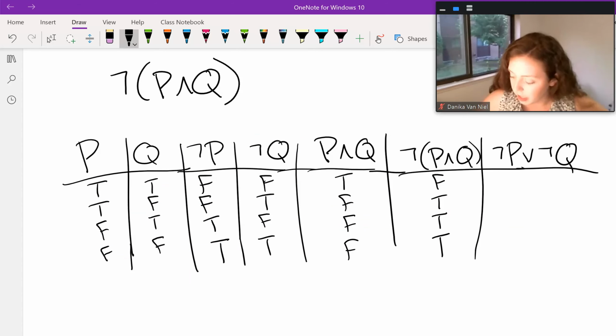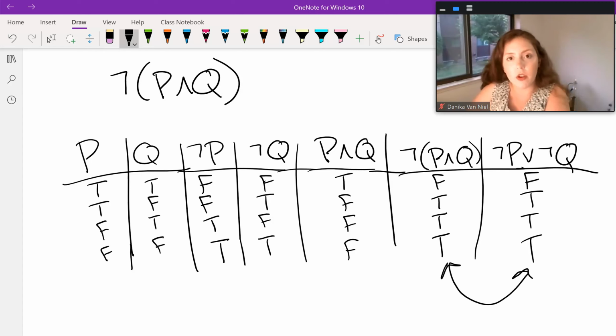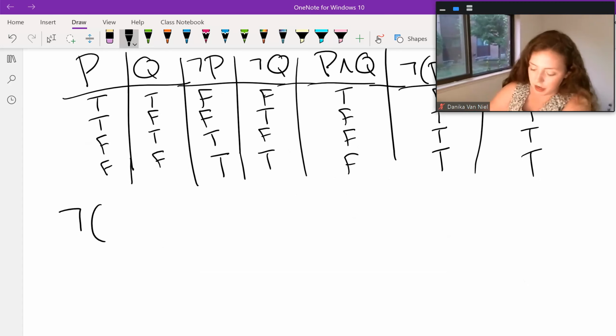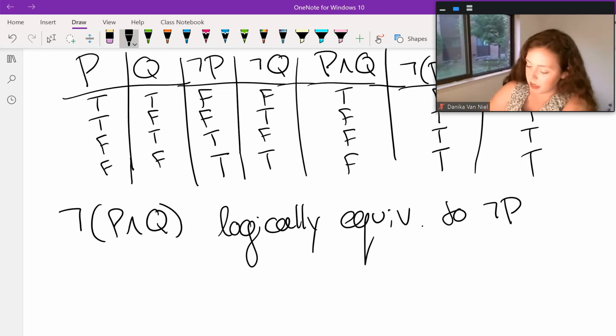So here's what we have. Not P or not Q. The first time it's going to be false because they're both false. True, true, true. Ooh, so we have that these are logically equivalent. So now we see that not (P and Q) is logically equivalent to not P or not Q. I often shorten equivalent to equiv.